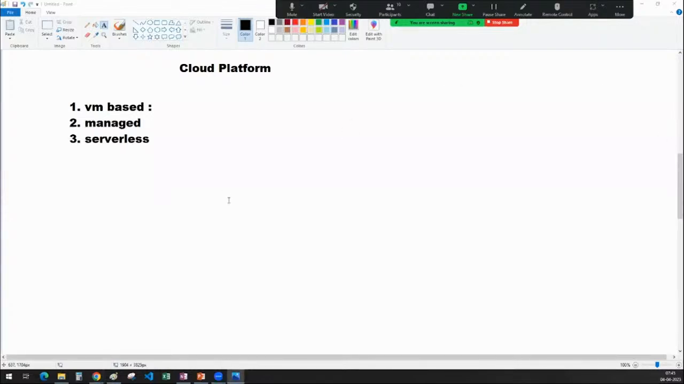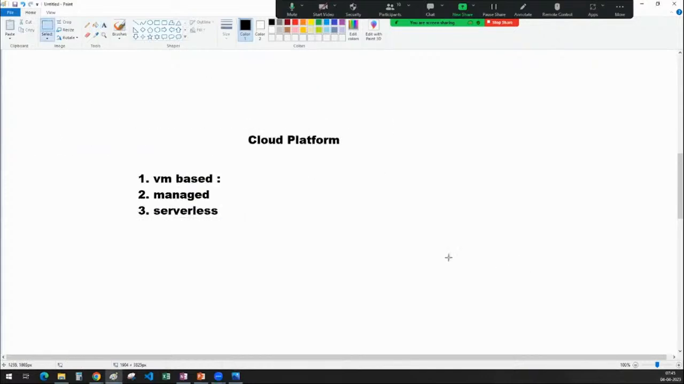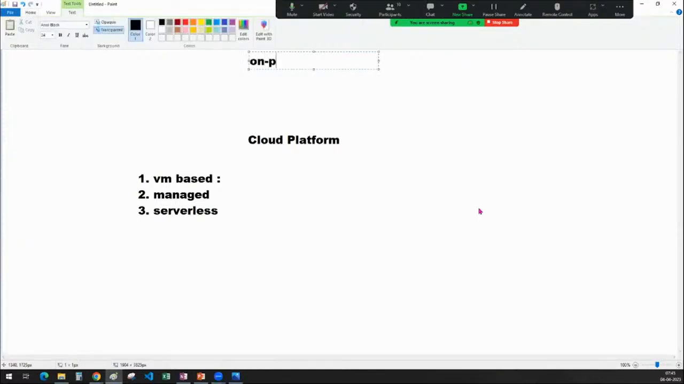Sorry, guys, I'm back now. So there are three categories in the cloud platforms. One is VM based, managed, and serverless. But before this, if you want to understand, there is one more category which is not a cloud platform. That is non-cloud platform. We call it on-premises, right? So we have one more thing, that is on-premises. It is not a cloud.